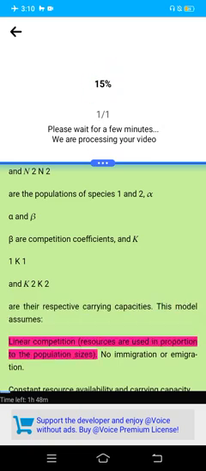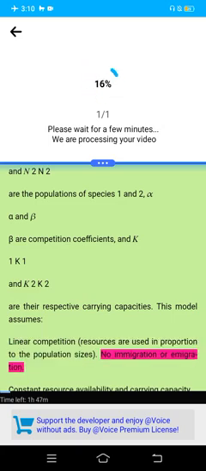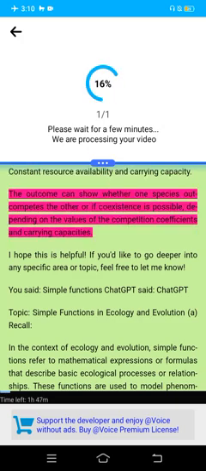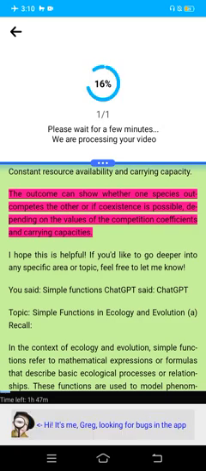This model assumes linear competition. Resources are used in proportion to the population sizes. No immigration or emigration. Constant resource availability and carrying capacity. The outcome can show whether one species outcompetes the other or if coexistence is possible, depending on the values of the competition coefficients and carrying capacities.